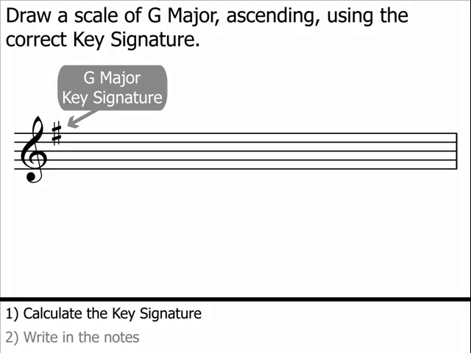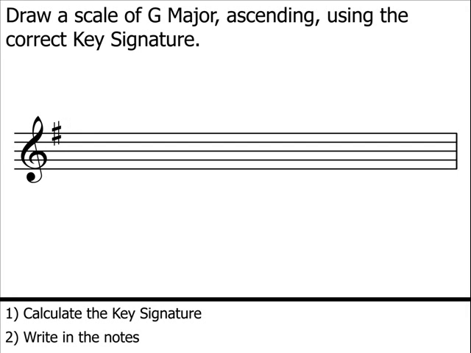The next step is to write in our notes. As the scale is called G major, it starts on a G. If it was A major, it would start on an A, C major, it would start on a C, and so on. We now write in a note on every line and space up to the next G.